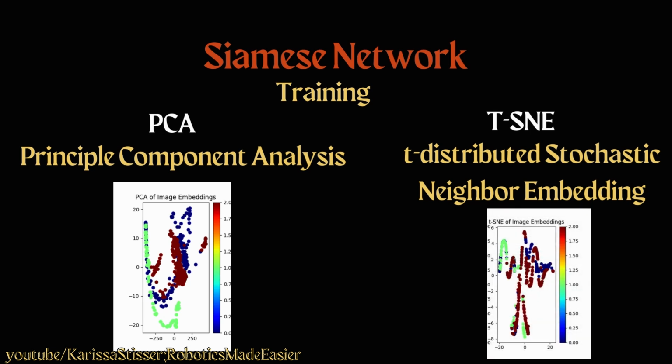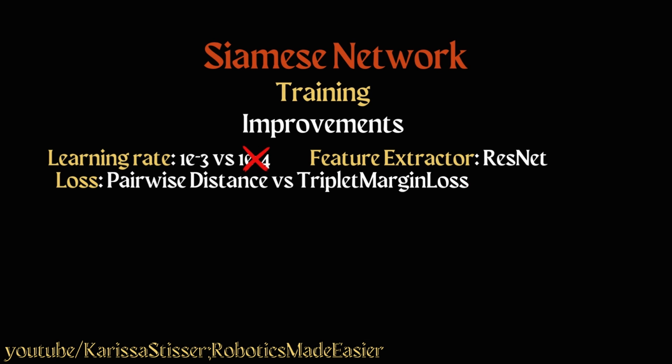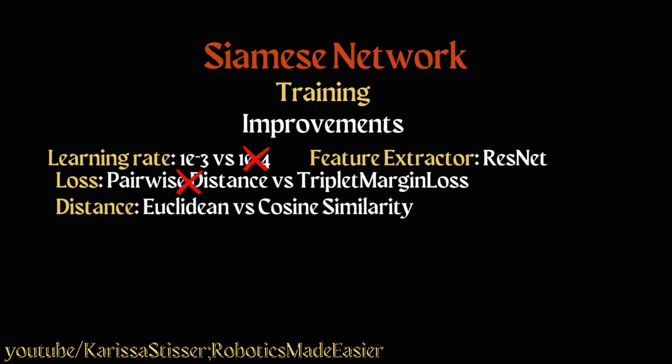The results looked interesting, but it didn't seem easily clusterable, so I improved the feature extractor from a simpler CNN to use ResNet. I tried reducing the learning rate from 1e-3 to 1e-4, but this made it worse. I played around with the loss function's distance metric between a manual pairwise distance function and PyTorch's triplet margin loss, which did better. I also compared the distance evaluation between cosine similarity and Euclidean, and Euclidean performed better.